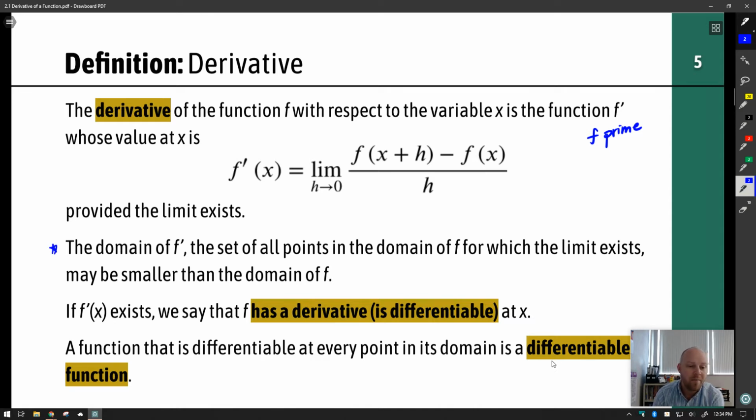One note here, the domain of f prime, which is the set of all points in the domain of f for which that limit exists, might possibly be smaller than the domain of f. So just because the function f is continuous somewhere does not necessarily mean that it is differentiable or has a derivative. Speaking of differentiable, if f prime exists, we say that f has a derivative, or we call it differentiable at x. And a function that's differentiable at every single point in its domain is a differentiable function. So if something is differentiable, you can find its derivative.